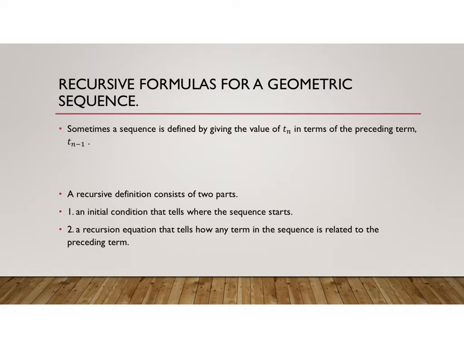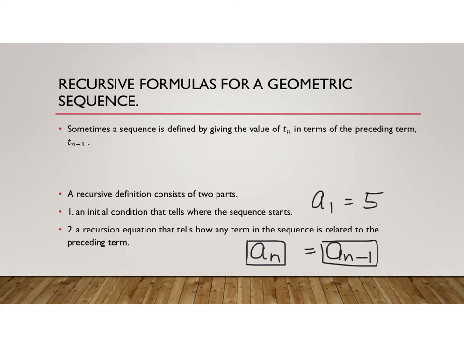A recursive definition consists of two parts. Number one, an initial condition that tells where the sequence starts. So quite simply, it might start out with a sub 1 is equal to 5. Number two, a recursion equation that tells how any term in the sequence is related to the preceding term. So it's going to relate the nth term to the n minus 1 term. So it's important to recognize these in the formula.